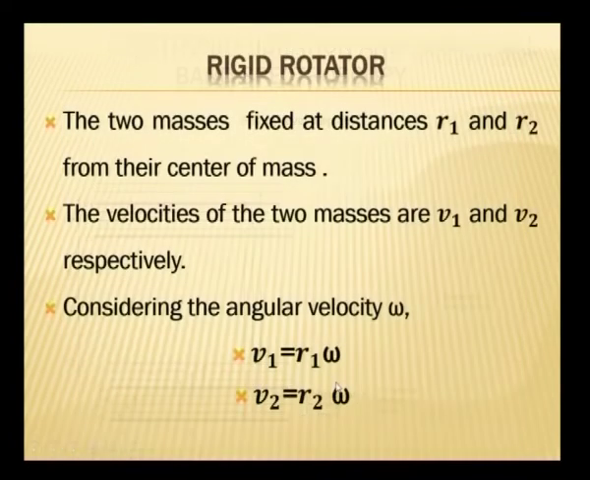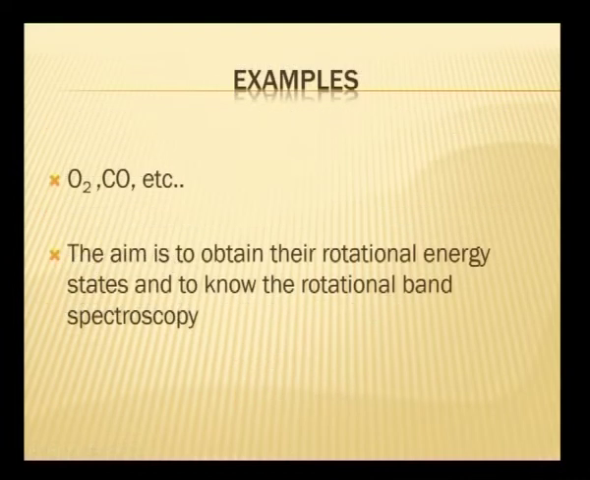The two masses are found at distances r1 and r2 from the center of mass. The velocities of the two masses are assumed to be v1 and v2. Now, they are all simple mathematics. v1 will be equal to r1 into omega, v2 will be r2 into omega. The examples I told you may be oxygen molecule or carbon monoxide. The aim is to obtain their rotational energy states or the rotational energy values.